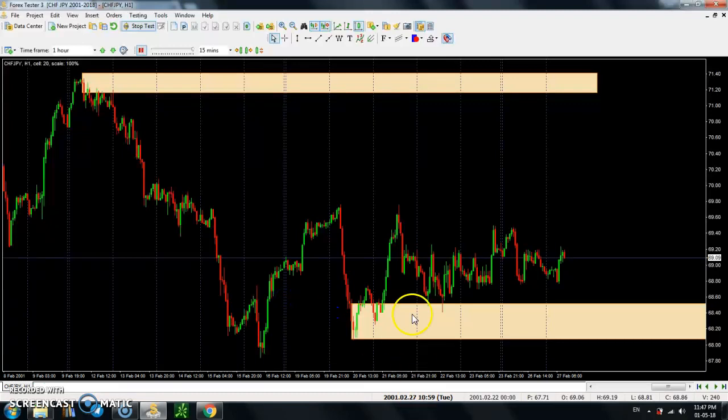Year 2001, 4-hour time frame. Swiss franc versus JPY, let's go. So these are the areas off of which the price started falling and tumbling down, right? These are the areas, not the levels, but areas or zones where price bounced off of.